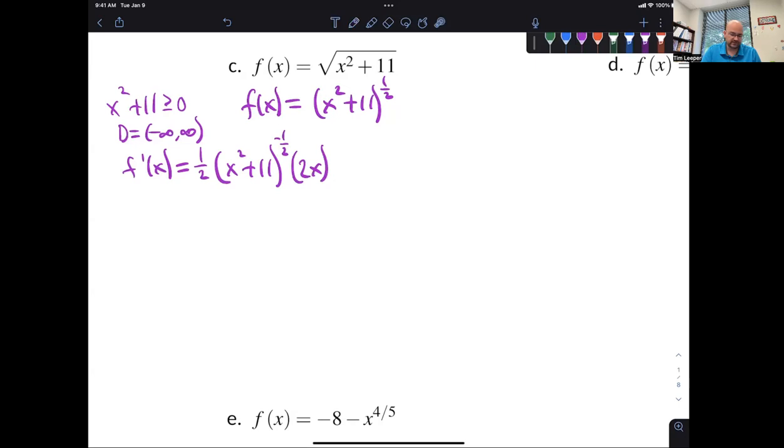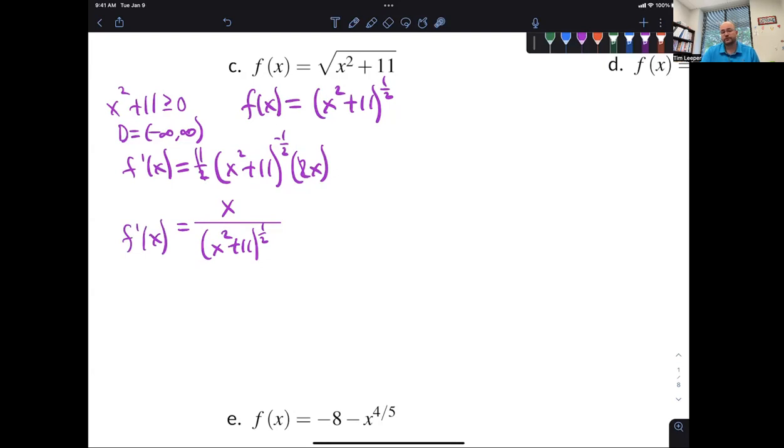Good. Now notice that 1/2 times 2, they cancel each other here. But I'm going to go ahead and bring the x squared plus 11 to the negative 1/2 to the denominator. So that's going to make this x over x squared plus 11 to the positive half power, or if you want to, you can write it as the square root instead. Either way, though, this is the derivative.